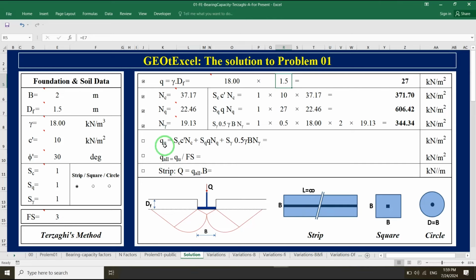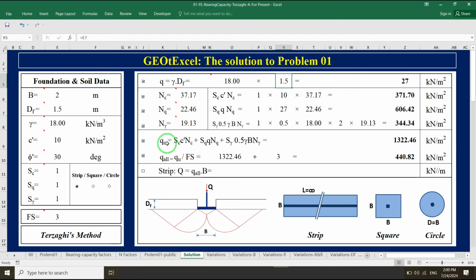Ultimate bearing capacity equals SC C' NC plus SQ Q NQ plus S gamma half gamma B N gamma equals this value. Allowable bearing capacity equals ultimate bearing capacity per factor of safety equals 440 kilonewton per square meters.